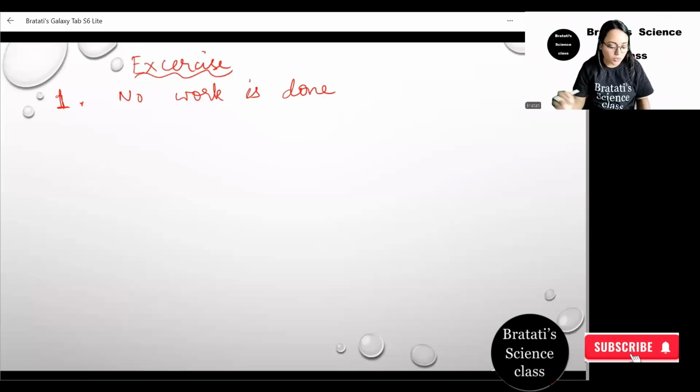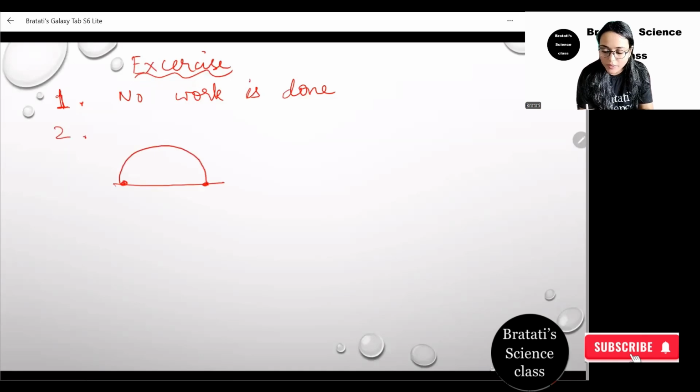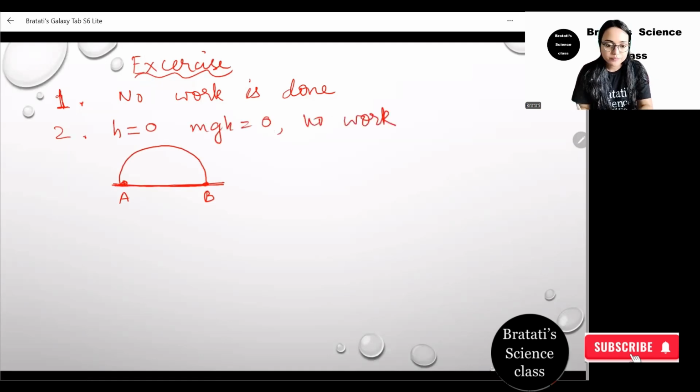An object is thrown at a certain angle to the ground, moves in a curved path and falls back to the ground. So first it moves up at a certain angle, remember there is a theta, to the ground, and moves in a curved path. The object starts from point A and comes back to point B, same horizontal line. So there is no H. H is 0. If H is 0, then mgh is 0. So no work is done.